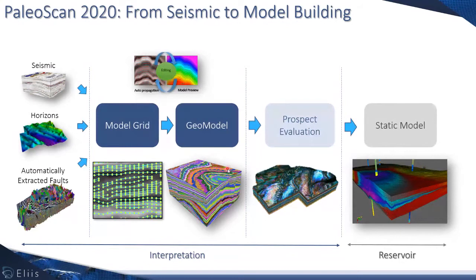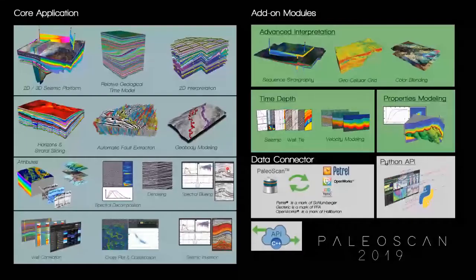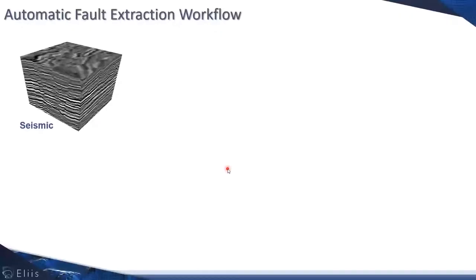So for the ones who know PaleoScan, PaleoScan is made of a core application and add-on modules. Add-on modules are made more for further interpretation, but the automatic fault extraction is part of the core application. So everything I'm about to show now, if you have a PaleoScan license, you will have access to it. So basically, the automatic fault extraction is a 3-step workflow.